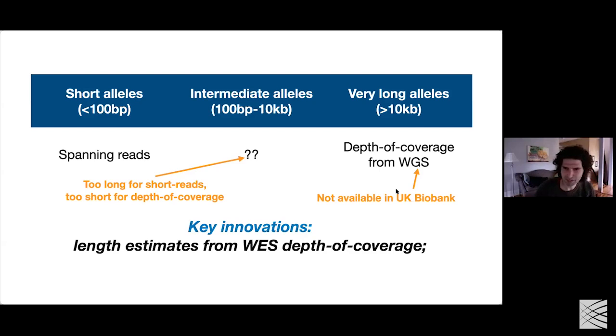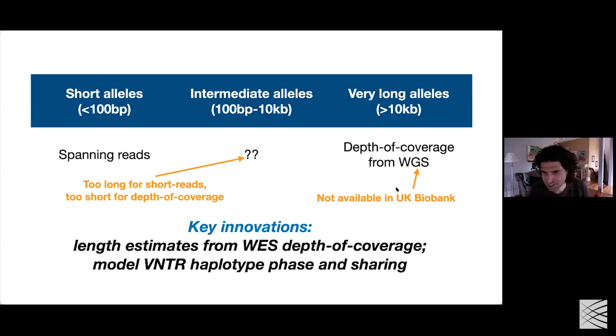So to address these gaps, we made a couple of innovations. First, we developed methods to estimate VNTR lengths from whole exome sequencing depth of coverage. And second, we developed methods to model VNTR haplotype phase and sharing. By modeling haplotype sharing, we can pool information from noisy measurements across individuals who inherited the same VNTR allele identically by descent from a recent common ancestor. Employing these methods refines our VNTR measurements and allows us to probe the effects of VNTR alleles at shorter length scales, which can be accurately estimated from individual samples alone. So I'll tell you a bit about both of these sets of methodological developments now.